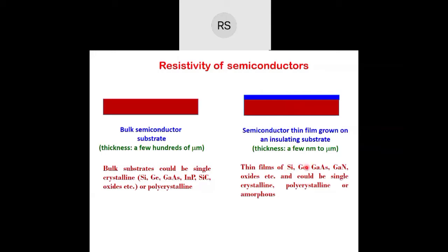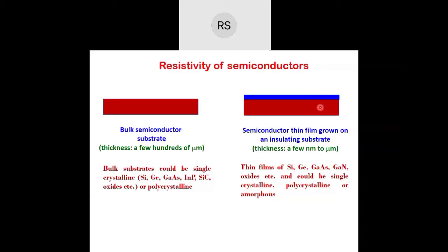And these thin films can be silicon, germanium, any semiconductor you talk about, and could be single crystalline, polycrystalline, or amorphous. So from a structural point of view, you have three possibilities. Their thickness can also vary, plus they can be of different materials. If you grow it on a different substrate, it is heteroepitaxy.